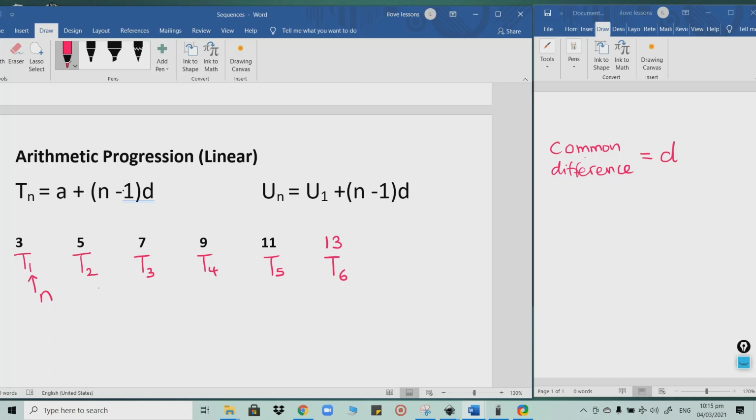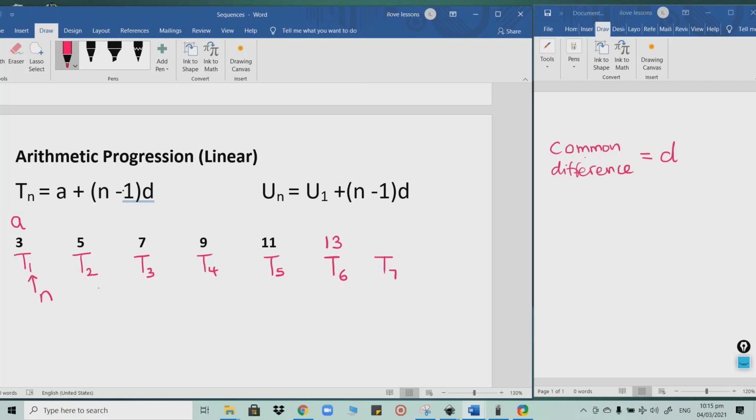A little note here. Another name for T1 is the letter a. T1 has a special letter. You don't get to call T2 b or T3 c. T1 is also known as a, the first term. So let me show you how to use this formula here. Let's say we wanted to figure out T7, the 7th term. Now, I know you could figure this out and it would be 15. But let's say somebody didn't figure that out.